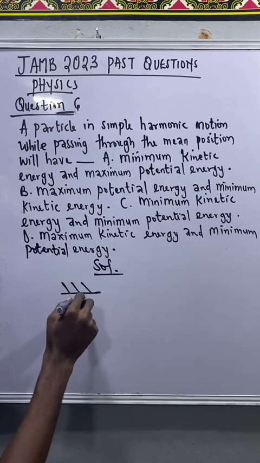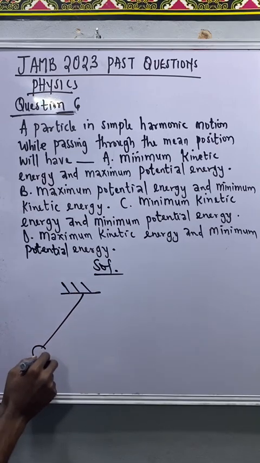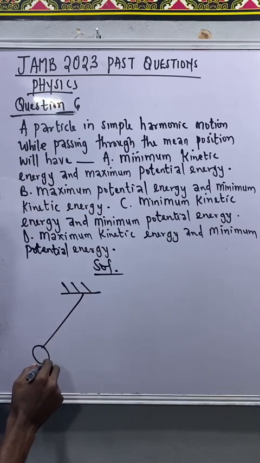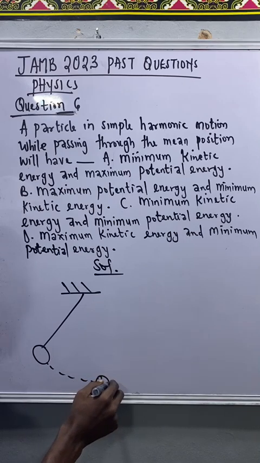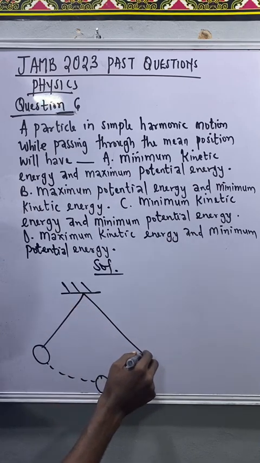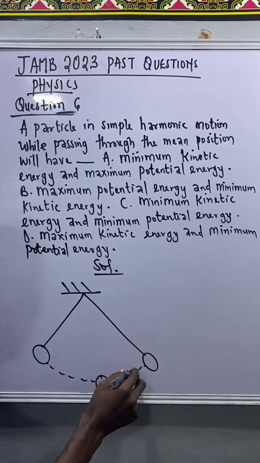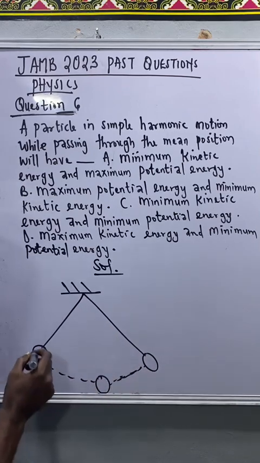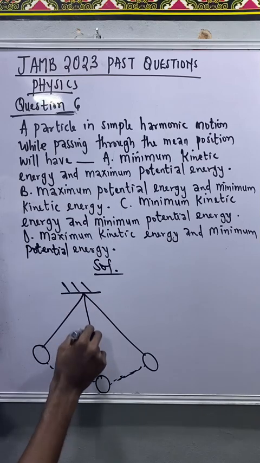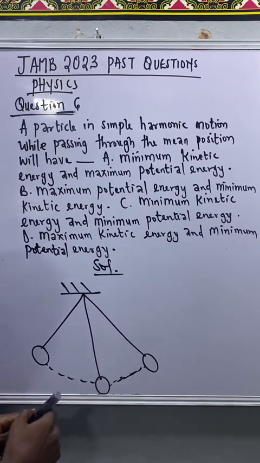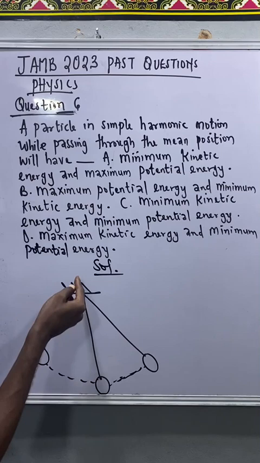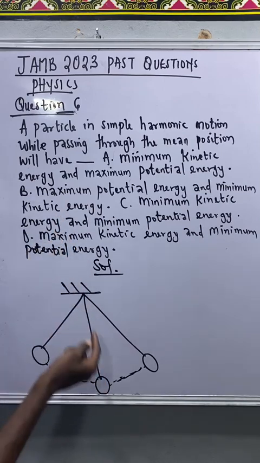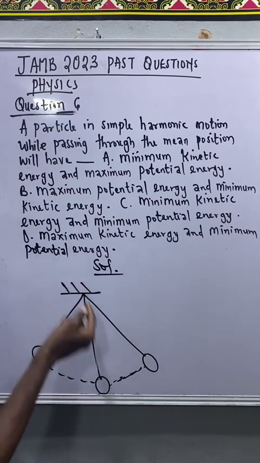Let's say this is the fixed position, and this is the bob of the pendulum. This is the length, swinging left and right in a periodic manner. So as it is swinging, you see the length. This is where we are going to have the maximum displacement. This is the mean position, from the center.